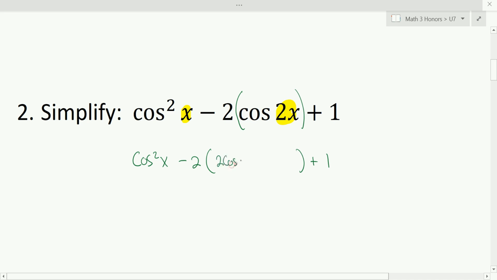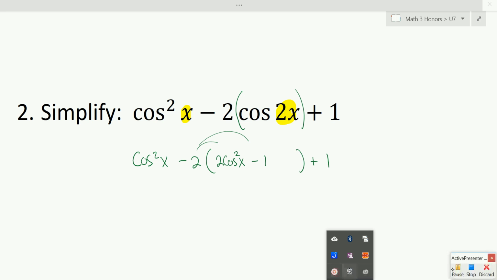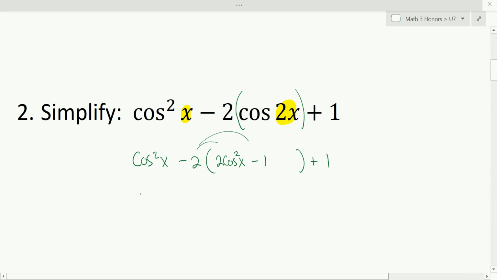2 cosine squared x minus 1. Yes. And then let's simplify as much as we can. And go ahead, I'll give you a 2-minute head start. See if you can simplify it. All right, I'm going to start now. Keep working though. I'm going to distribute.